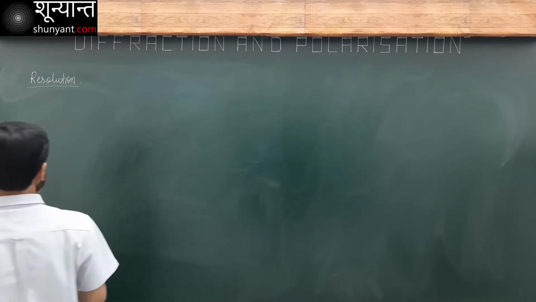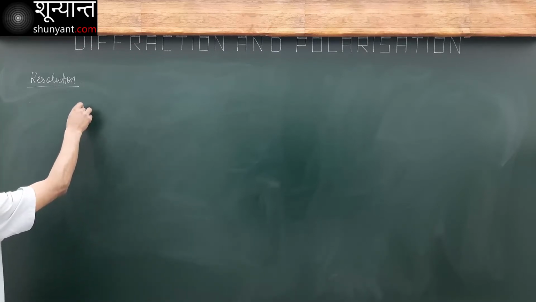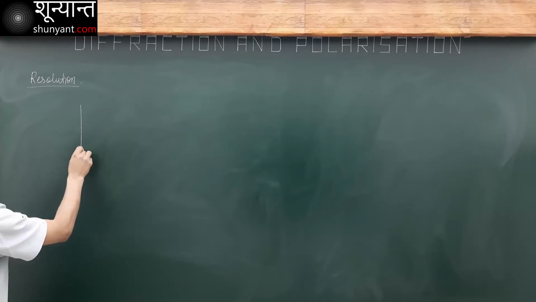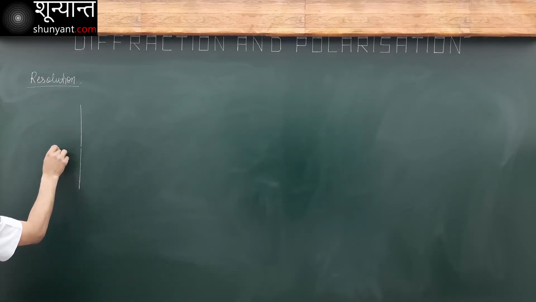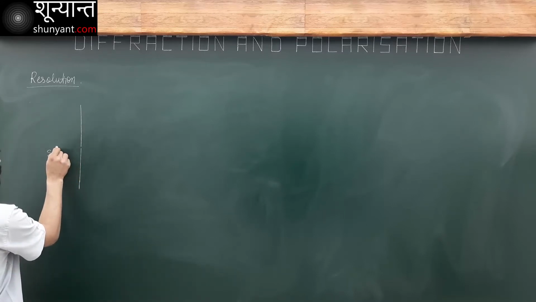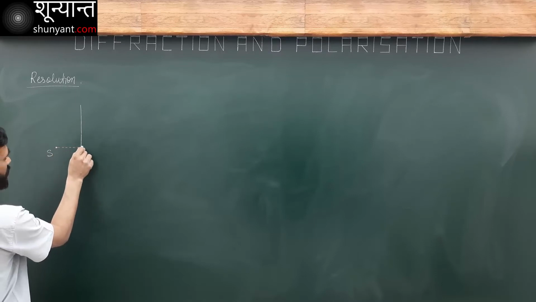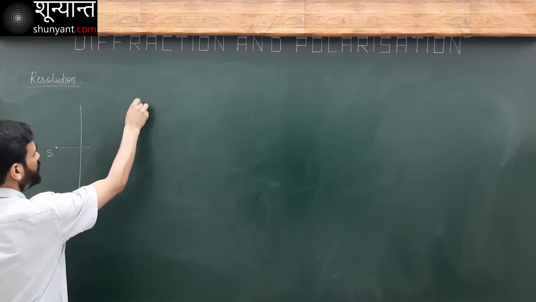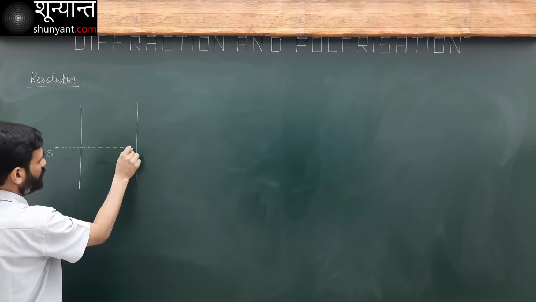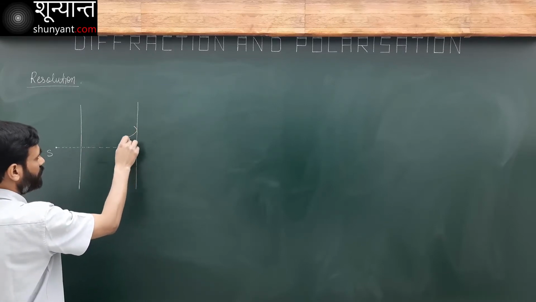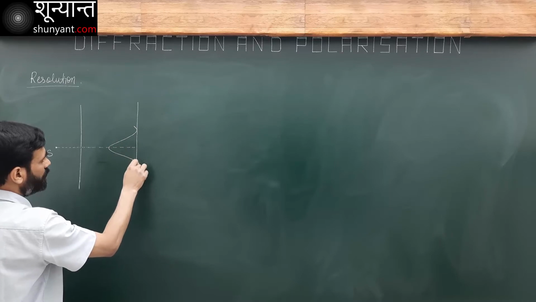Think of this situation. Suppose that I have this small opening here, and I have some source S. Light rays start from this source, pass through this opening, and then they diffract. They produce a diffraction pattern here. So I get some diffraction pattern.